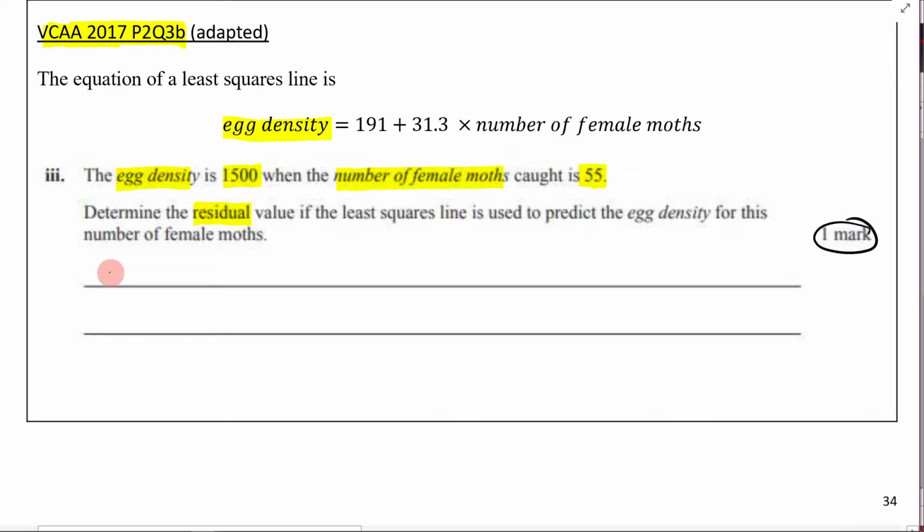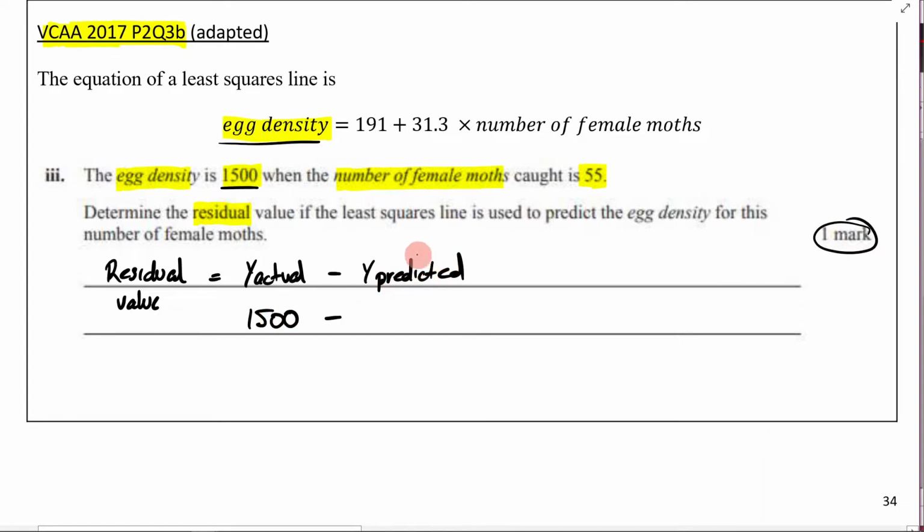So we're using this formula here, that the residual value is equal to the actual y value subtracted from the predicted y value. Now, what have we been told? We've been told that the actual y value is here, because the egg density, which is our y, our response variable, is 1500.